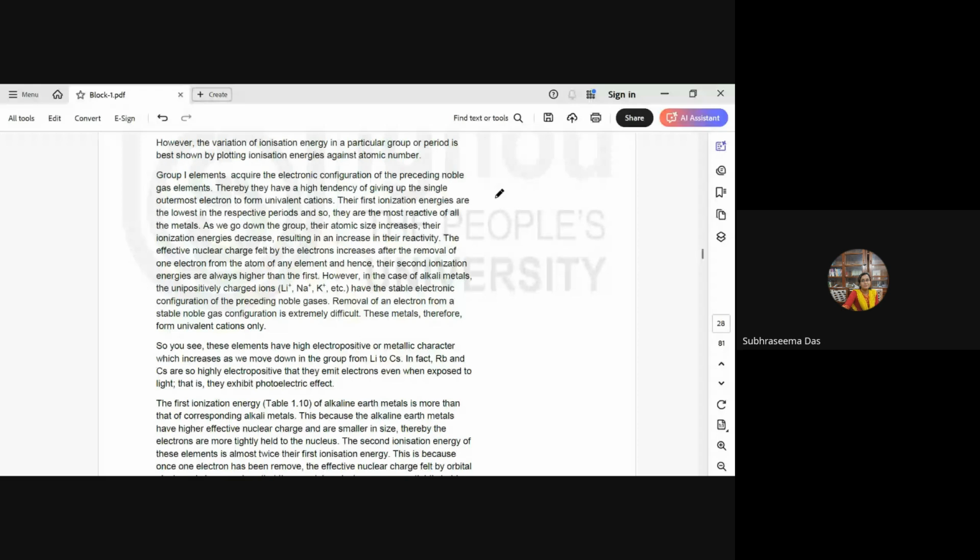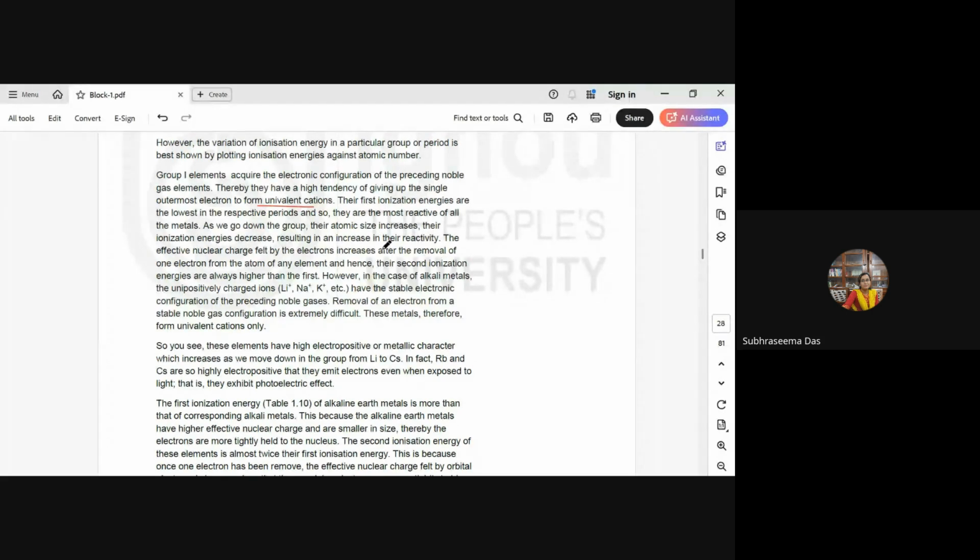We know that they have the electronic configuration of the preceding noble gas. Mostly they contain s1, the last electron goes to the s1 orbital. That is why they have a tendency to easily give up this single outermost electron to form univalent cations. Like if we consider sodium, which is 11, it always gives up its electron to form Na+. So their first ionization energies are the lowest in the respective periods, so they are the most reactive of the metals.